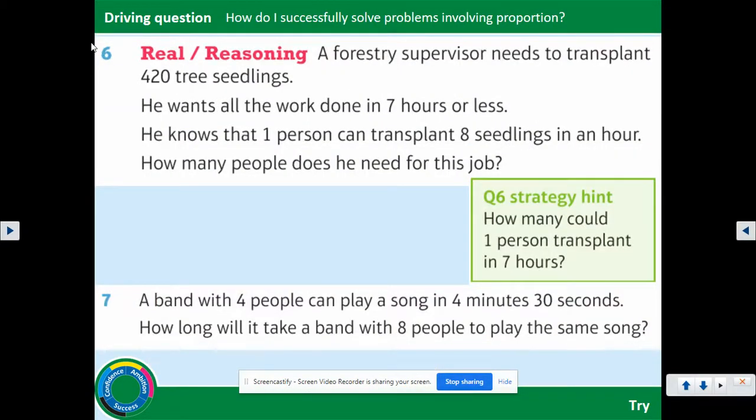Okay. Some more questions then to try, please. Again, I'm going to read through the questions with you and then pause when you're ready to go through the solutions. Ready to have a go, and then play when you're ready to go through the solutions, okay?